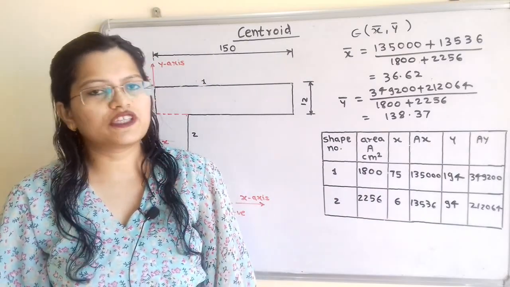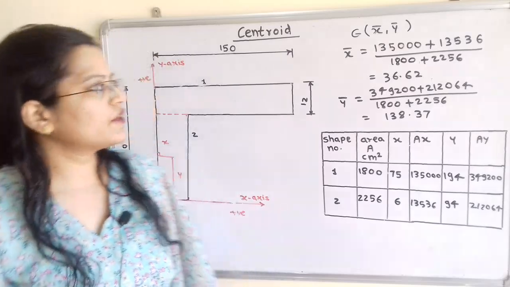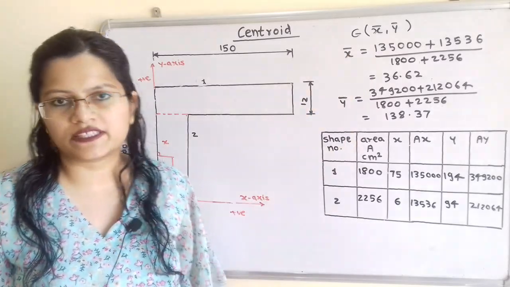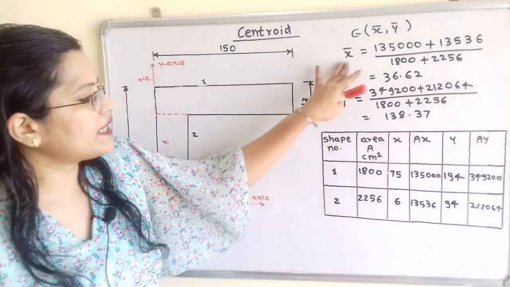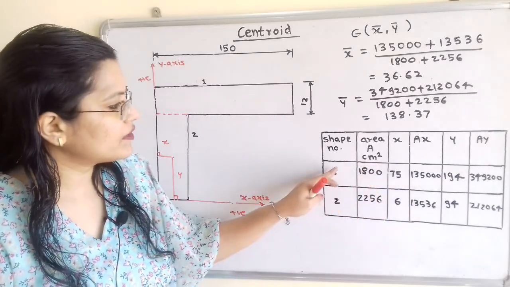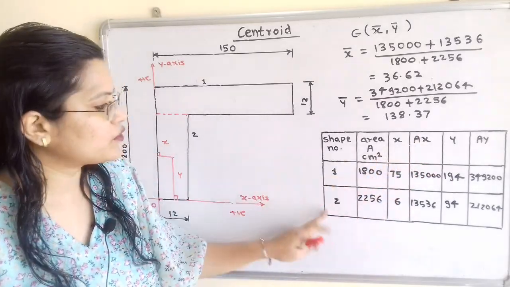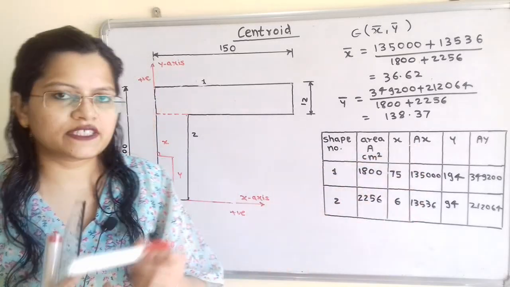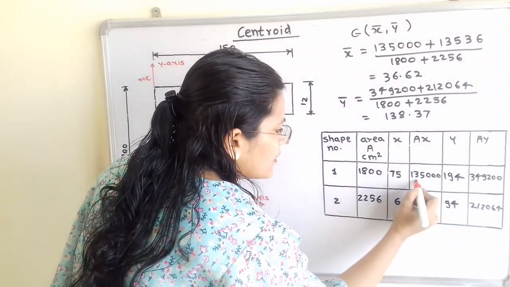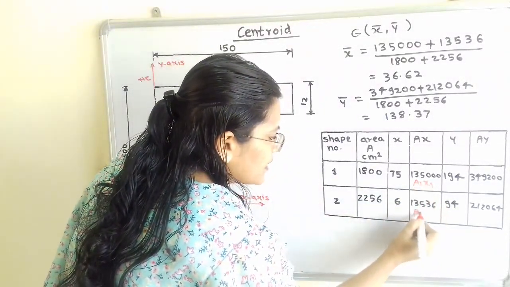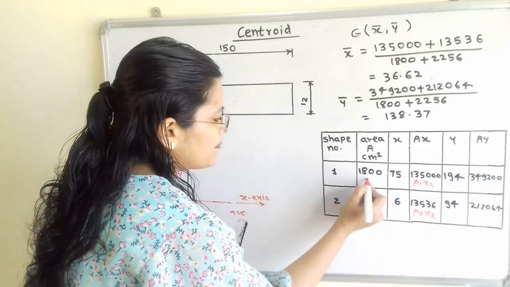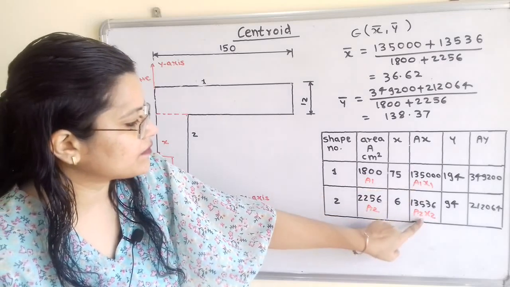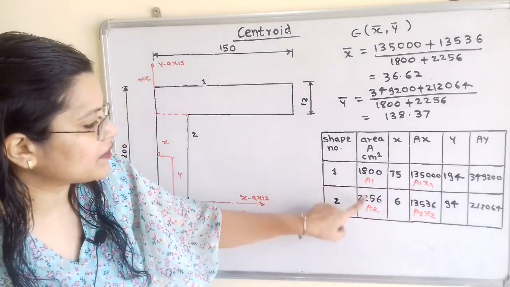Now we will find out the location of centroid. So if we consider its coordinates are x bar and y bar, then how to calculate x bar? So with the help of this table, we have to take the addition of the Ax for the number of shapes. So if we observe here, this is the value of A1 x1. So I will write here A1 x1 plus A2 x2 divided by A1 plus A2. So this is the formula, A1 x1 plus A2 x2 divided by A1 plus A2.